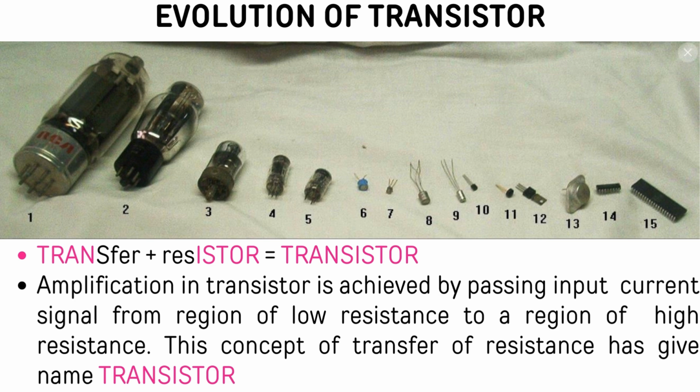Transfer plus resistor is called transistor. Amplification in a transistor is achieved by passing the input current signal from a low resistance region to a high resistance region. This concept of transfer of resistance gives the name transistor, or simply, transistor means transfer of resistor from low resistance to high resistance.